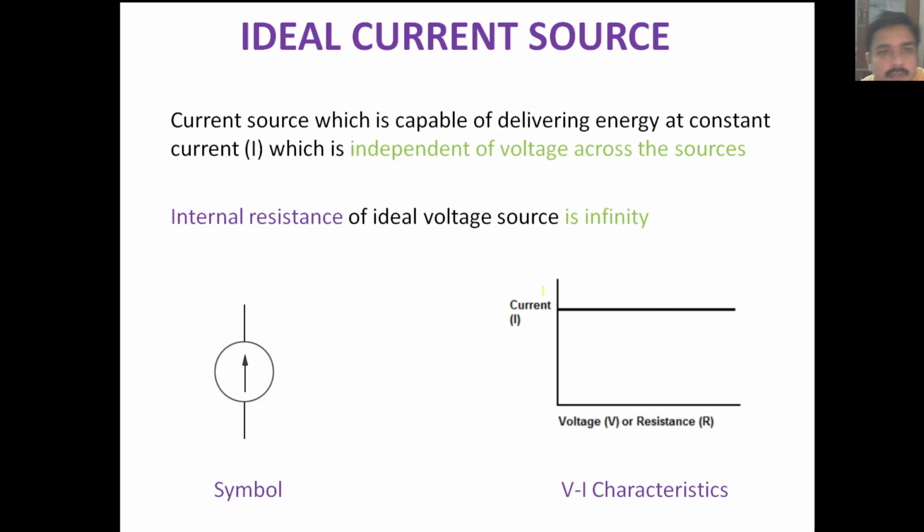In the same way, we discuss the ideal current source. Ideal current sources are just analogous to voltage sources. The ideal current sources are those which are capable of delivering energy at constant current. The energy is delivered at a constant current value. The current value in this case is independent of the voltage across the source. In the case of the ideal voltage source, the voltage was independent of current. Here the current is independent of voltage. And in the case of the ideal current source, the internal resistance is always assumed to be infinity.